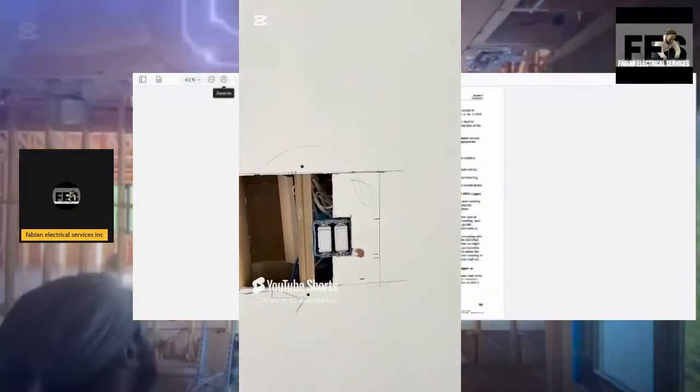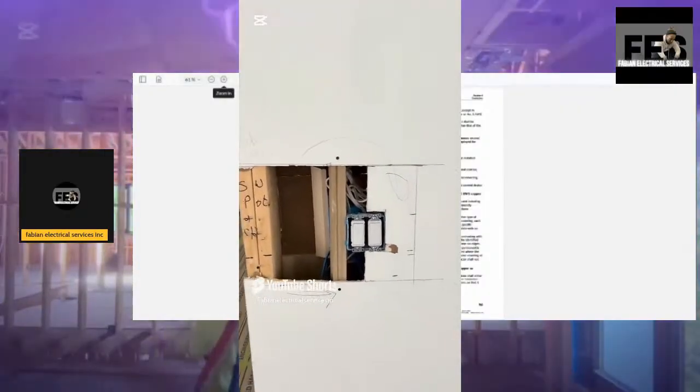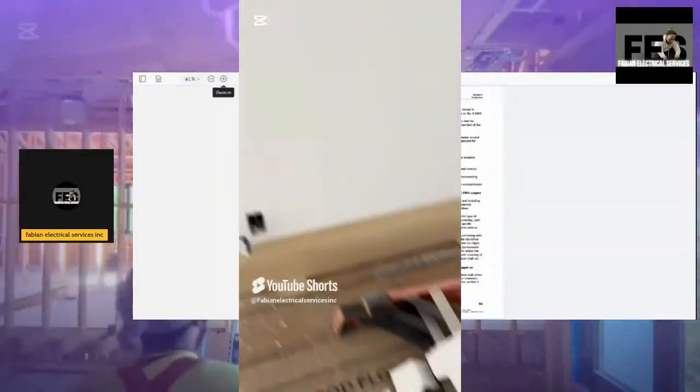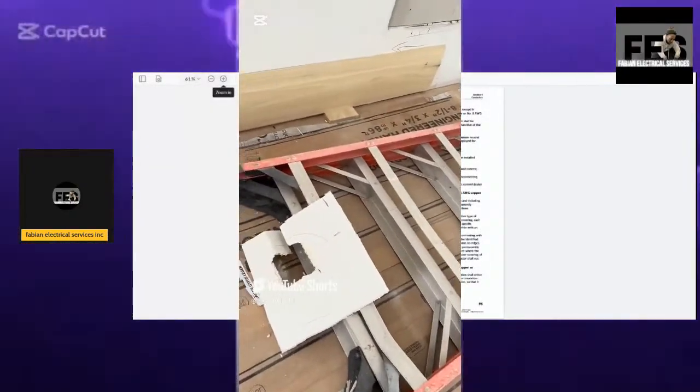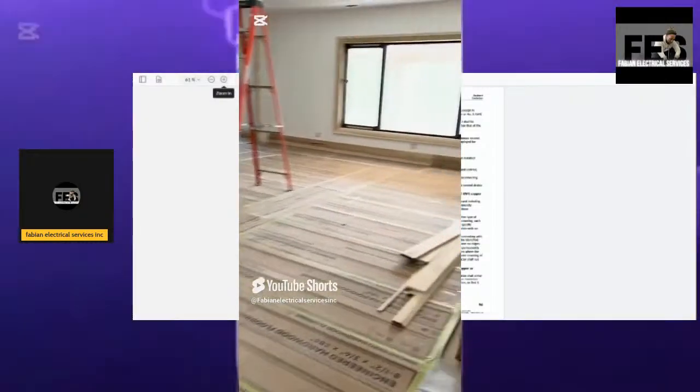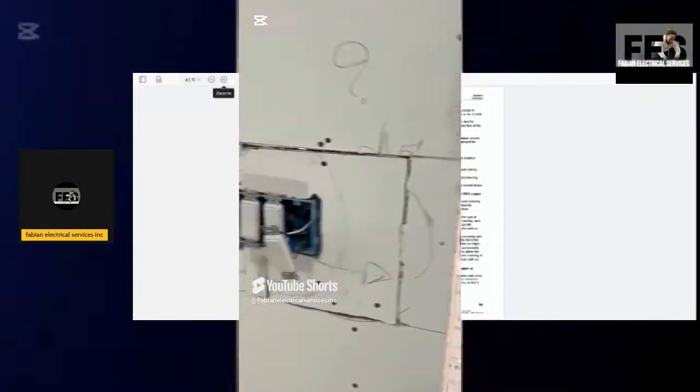So this is just a little patch that I had to remove here. Obviously, this is not going to match back up, so I'm not going to reinstall this. But this one I've reinstalled.